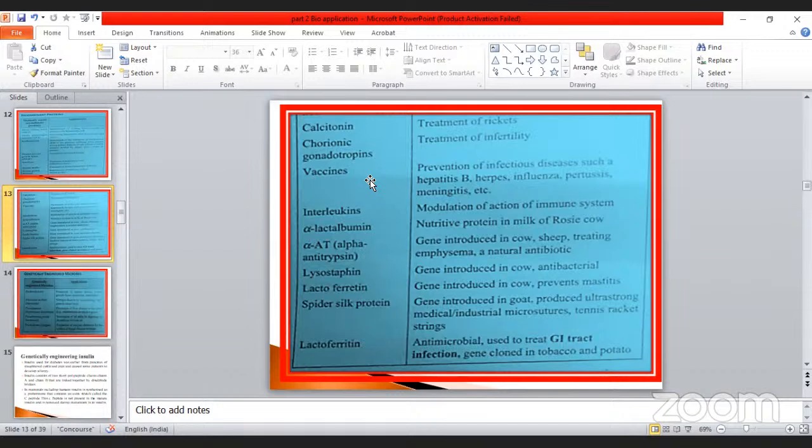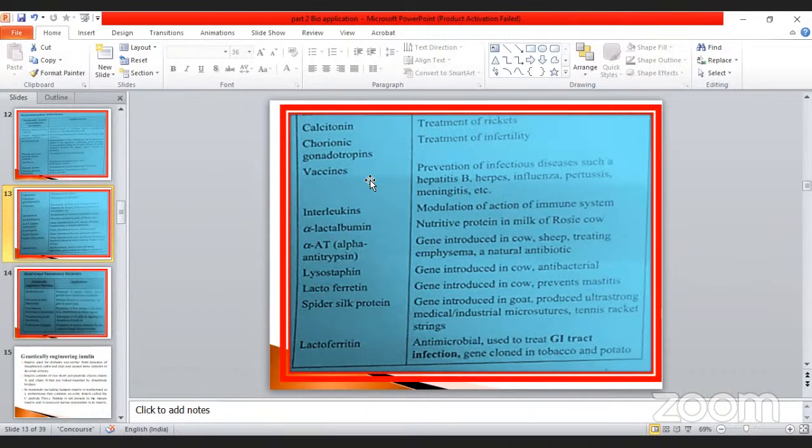Simply, vaccines. There are so many vaccines that have been identified or invented for prevention of infectious diseases such as hepatitis B, similar to that of cancer. Herpes, influenza, pertussis, meningitis. What is the meaning of meningitis? It is nothing but a condition in the brain, where water molecules are stored in the brain. These are all controlled by vaccine preparation by biotechnology.